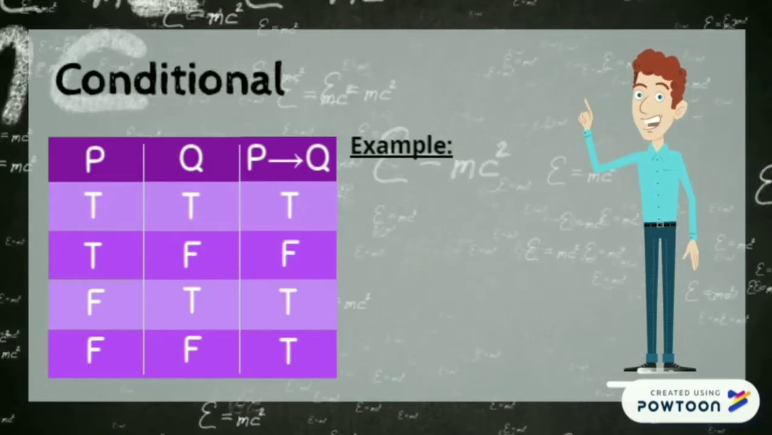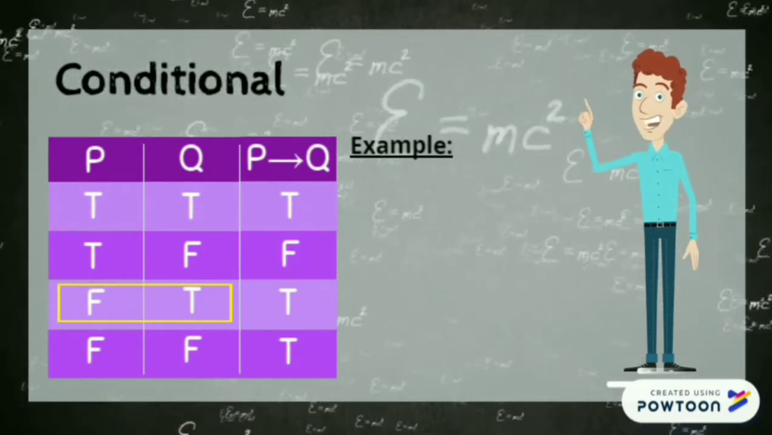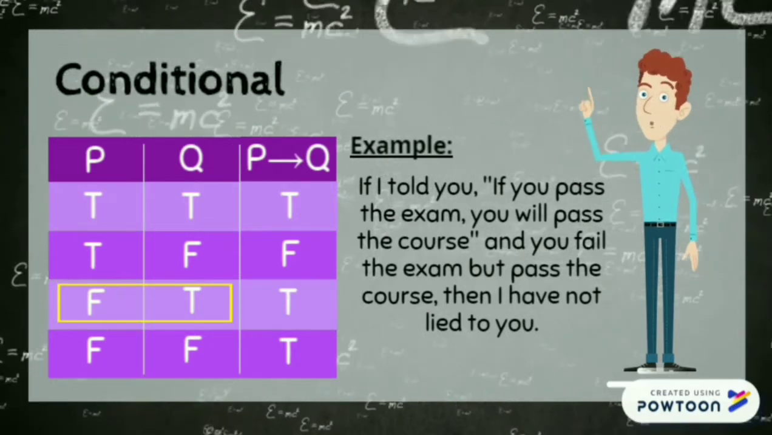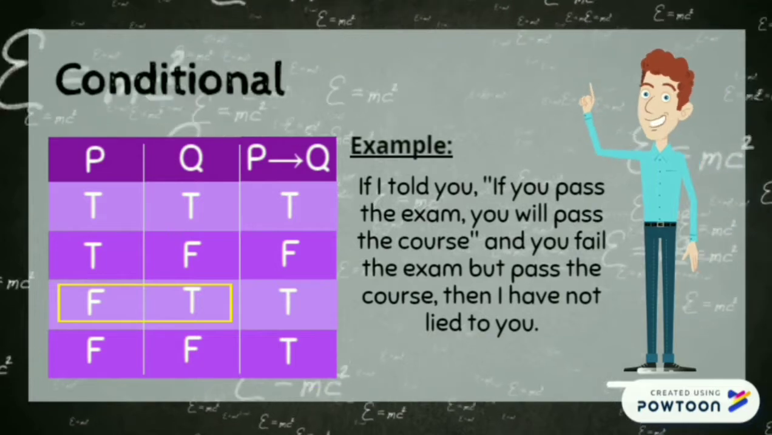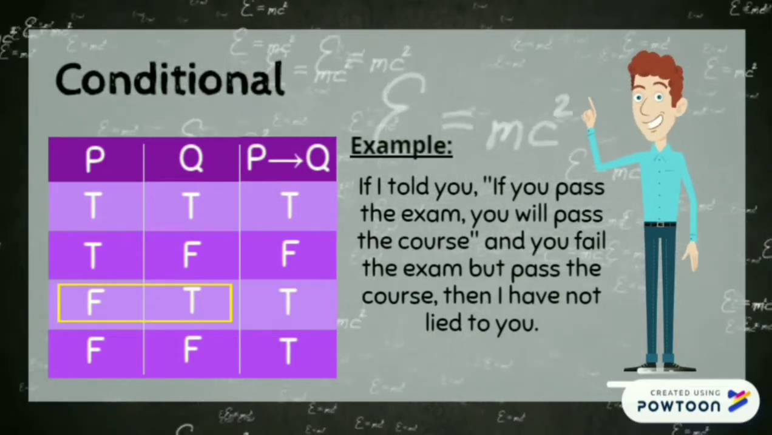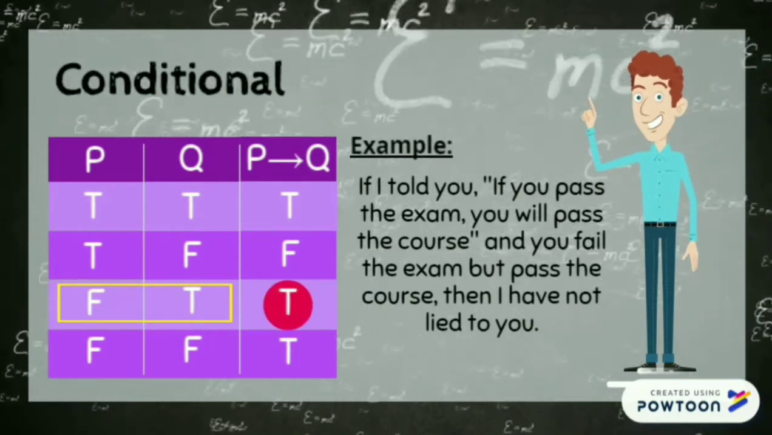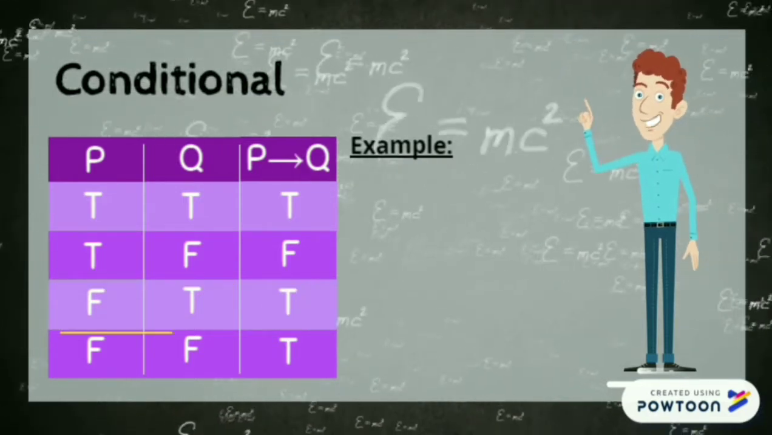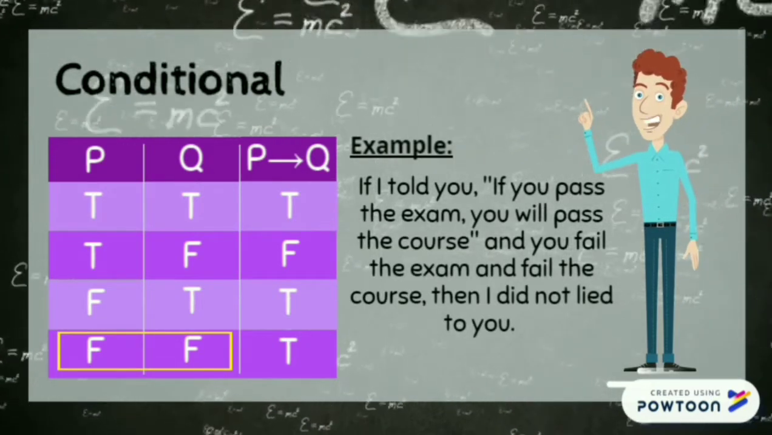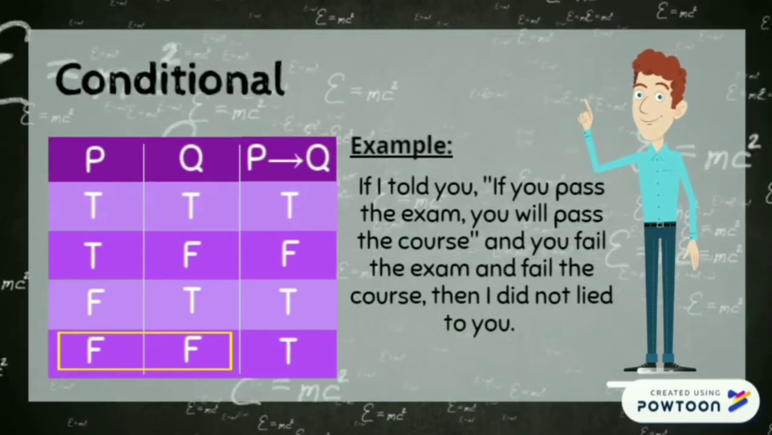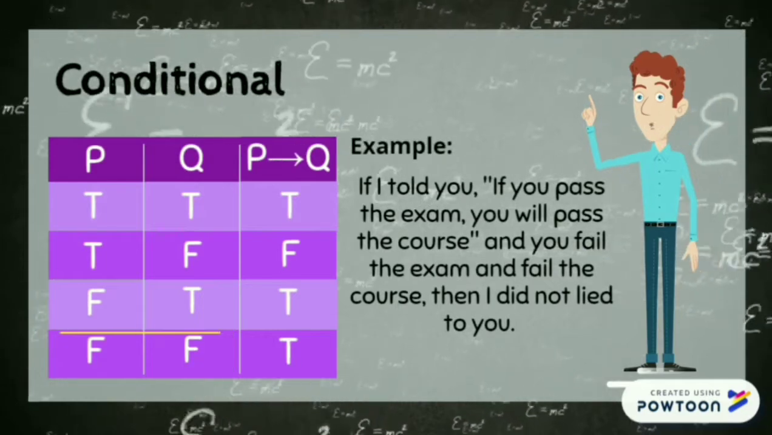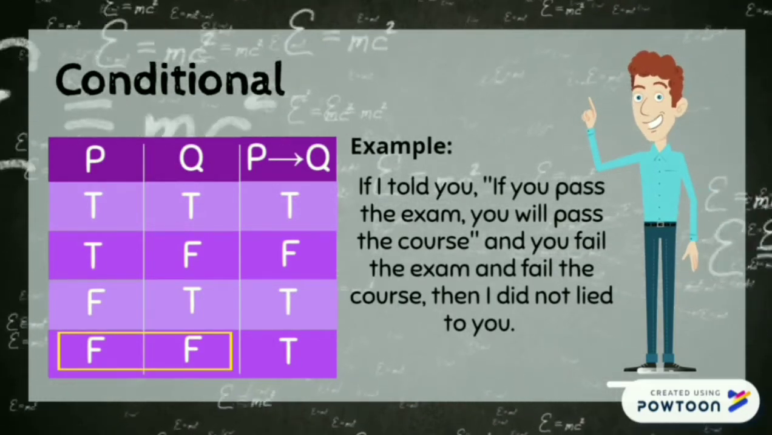3. P is false, and Q is true. If I told you the conditional P→Q and you failed the exam but you passed the course, then I have not lied to you. My statement did not rule out an alternative way for you to pass. So, the output of P→Q is true. 4. P and Q are both false. If I told you conditional P→Q and you failed the exam and failed the course, then I still have not lied to you. My statement only referred to what happens in the case that you pass the exam. So, the output is true.